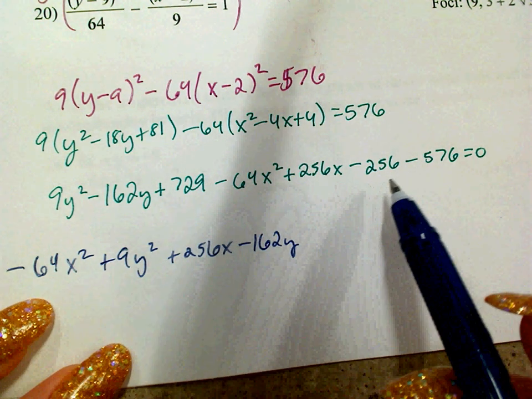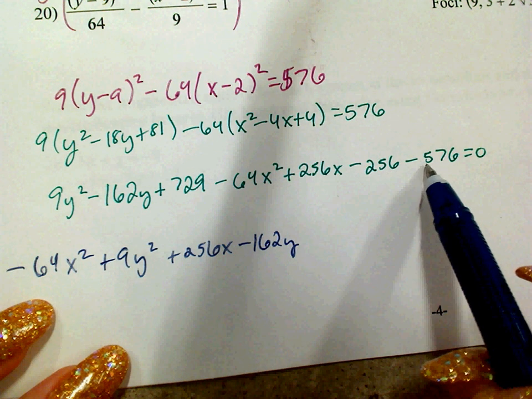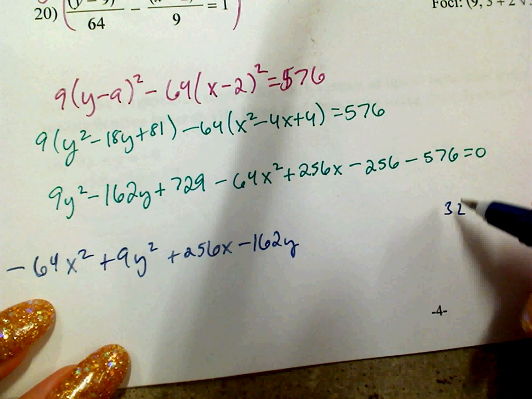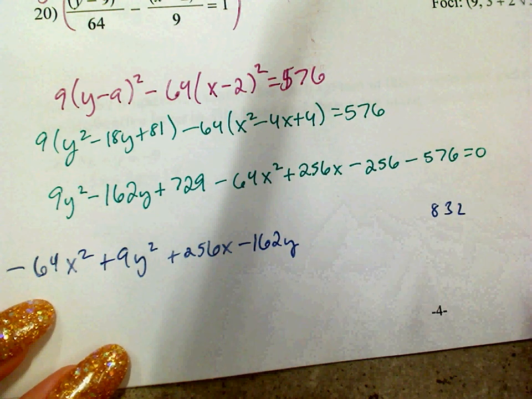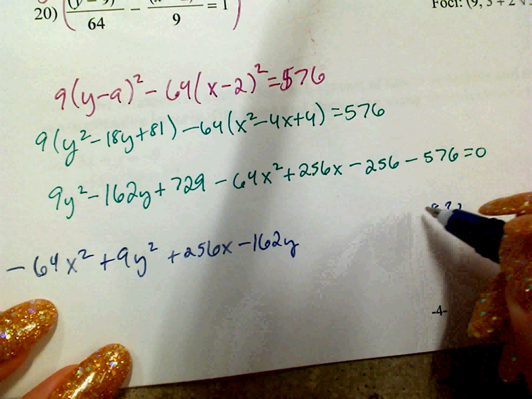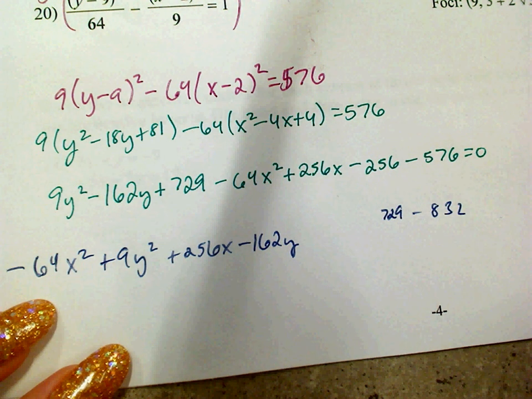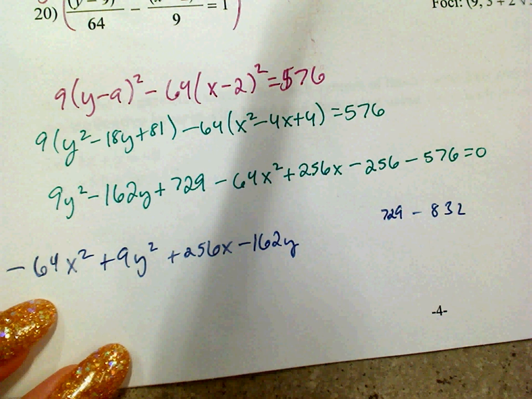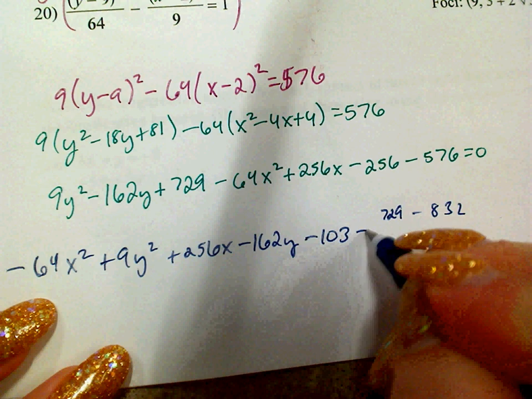729, and 256 plus 576 is 832. So it's 729 minus 832, which is negative 103. So negative 103 equals 0. And that would be my answer.